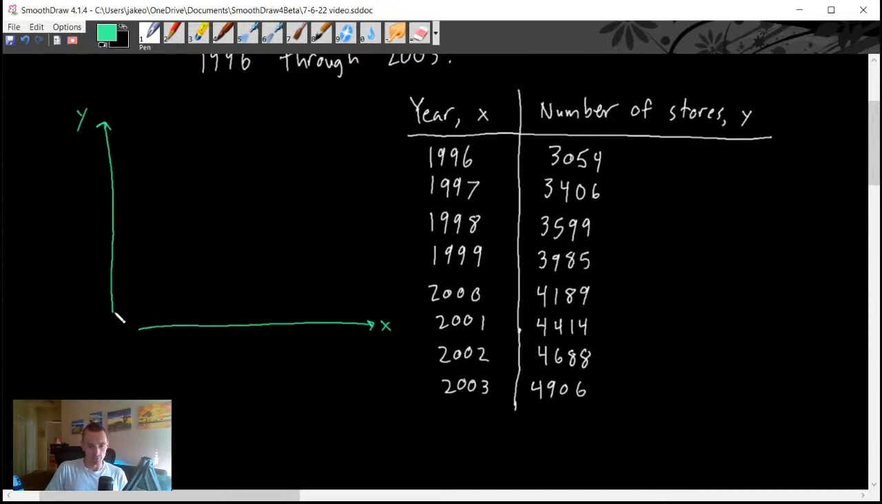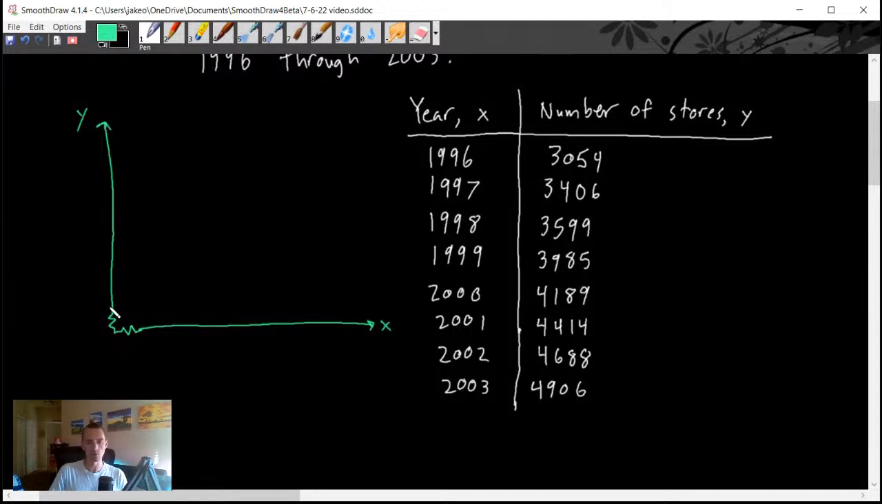Another thing to point out here, obviously, since we're starting at the year 1996 and going up through 2003, we don't necessarily want to start labeling our x-axis at 0. Also, the number of stores is starting at 3,054, so we don't really want to start our y-axis labeling at 0. So you may see this zigzaggy axis line. Basically, what that means is you're skipping over some numbers.